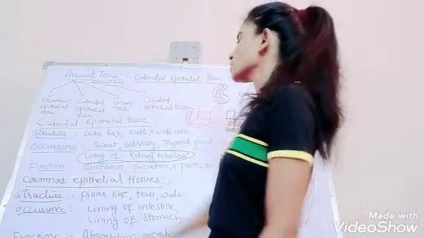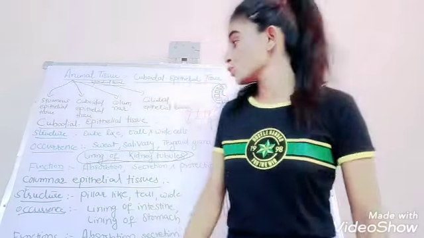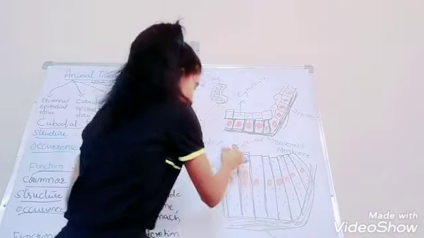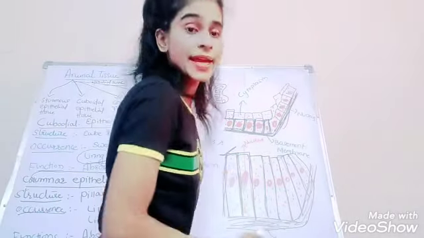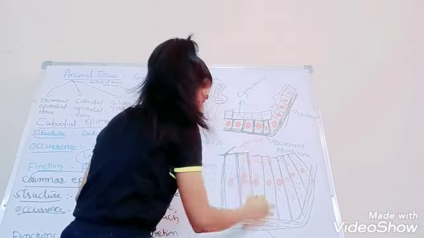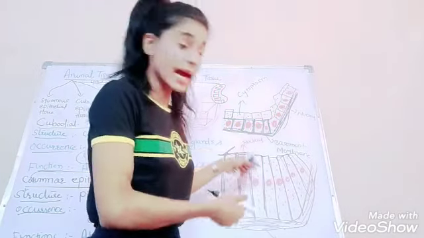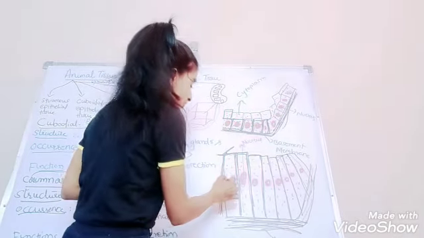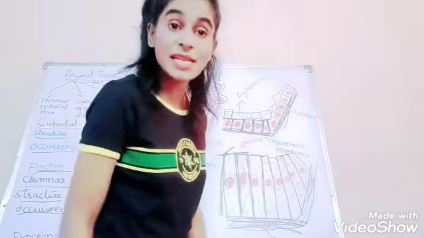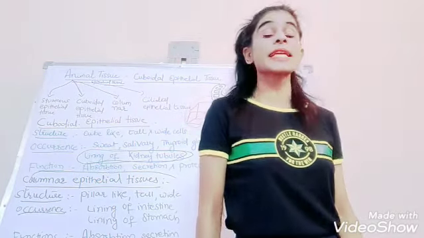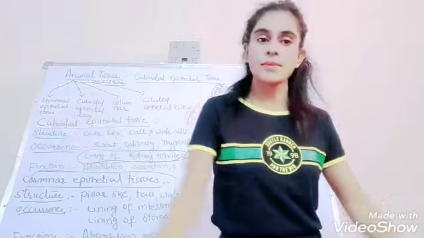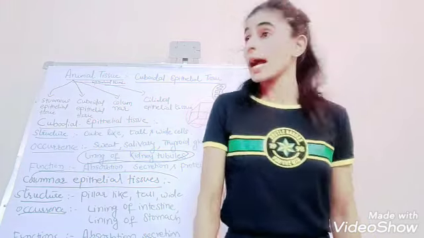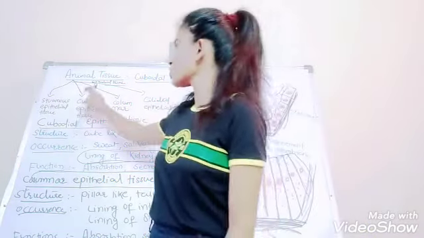So the third type of animal tissue is columnar epithelial tissue. The word itself suggests that they are tall, pillar-like, wide cells. They also lie over the basement membrane. They have a well-defined nucleus and cytoplasm. But where are they found? They are found in the inner lining of the intestine and stomach. And the same functions: secretion, protection and absorption. Done? I hope you are clear about these two types of animal tissues.